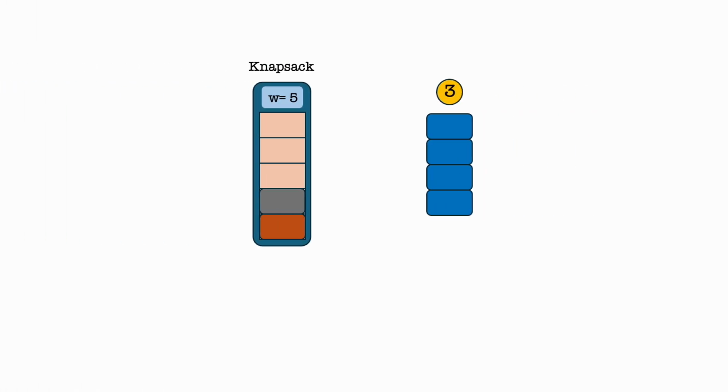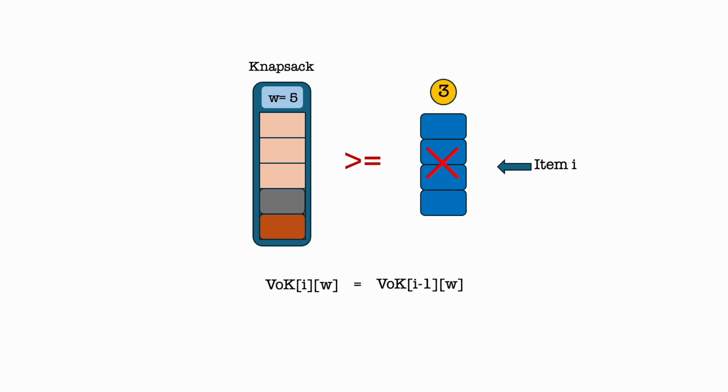Another possibility is that even when the size of the item is less than or equal to the size of the knapsack, we decide not to keep the item in the knapsack. In this case, the value of the knapsack is the same as without item I. This is the solution when we decide to not keep the item in the knapsack.